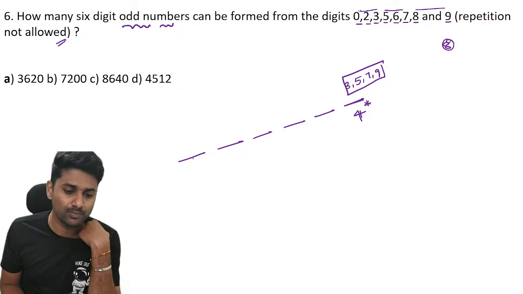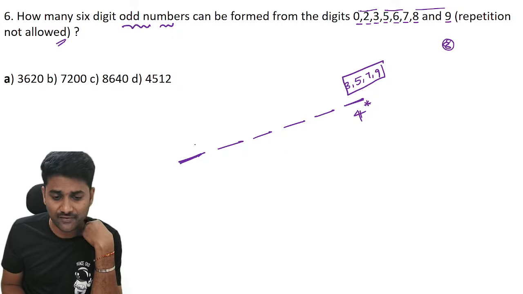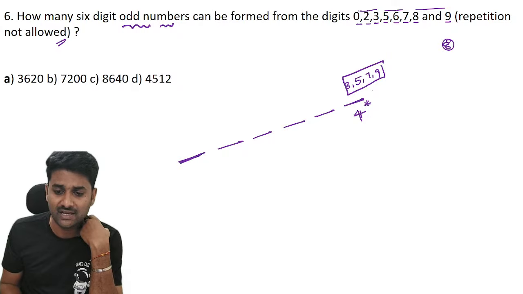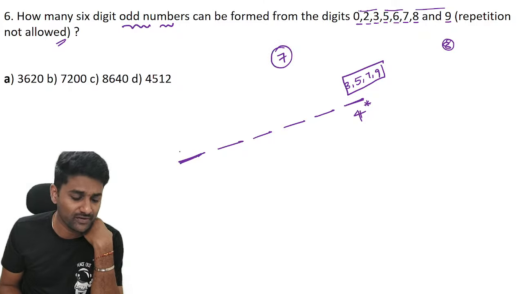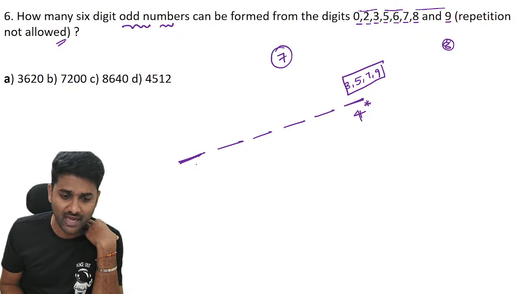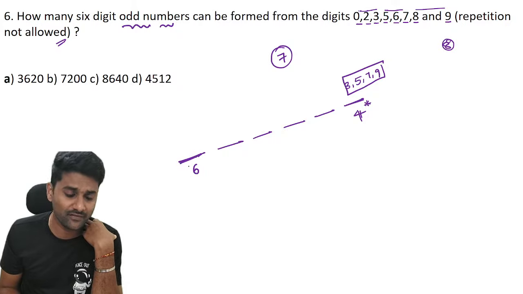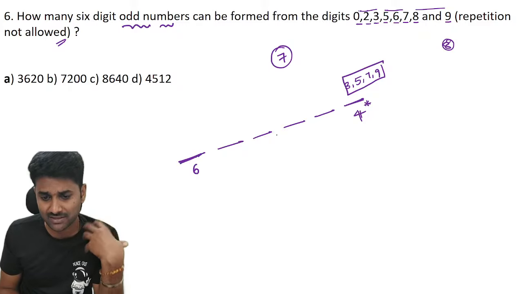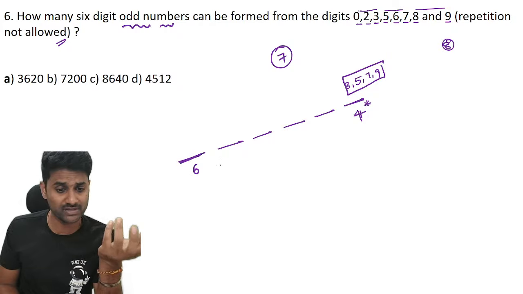And you cannot put 0 first. So you cannot give 0 as the first digit. Why? Because if you take 0, it becomes a 5-digit number. So out of 7, 0 is included, but you cannot give it for the first position. That's why we have only 6 different possibilities. Now you can place 0 in the second position.